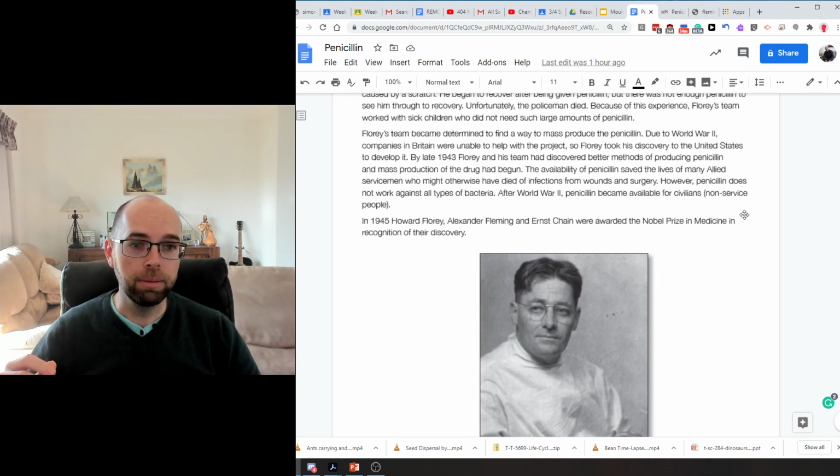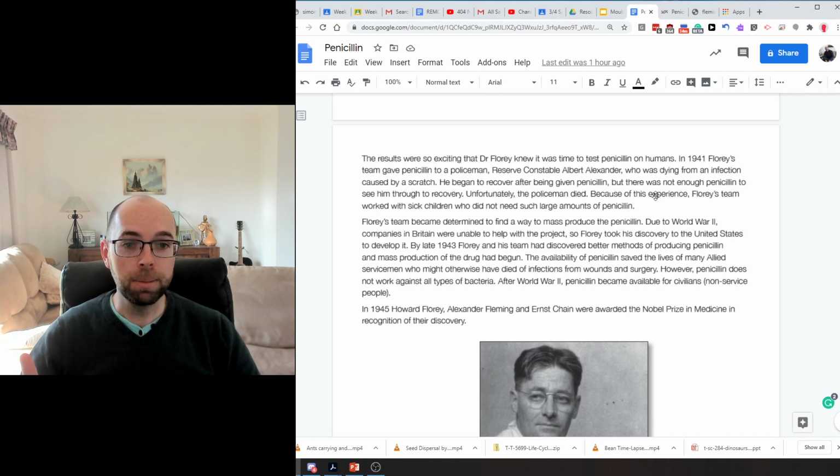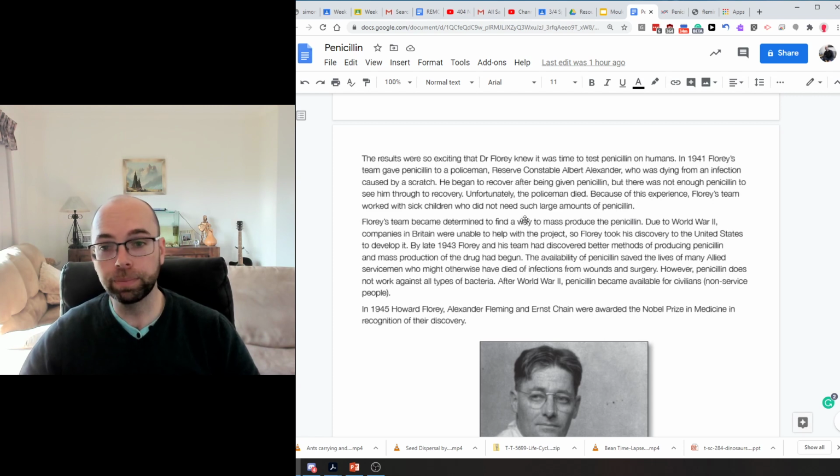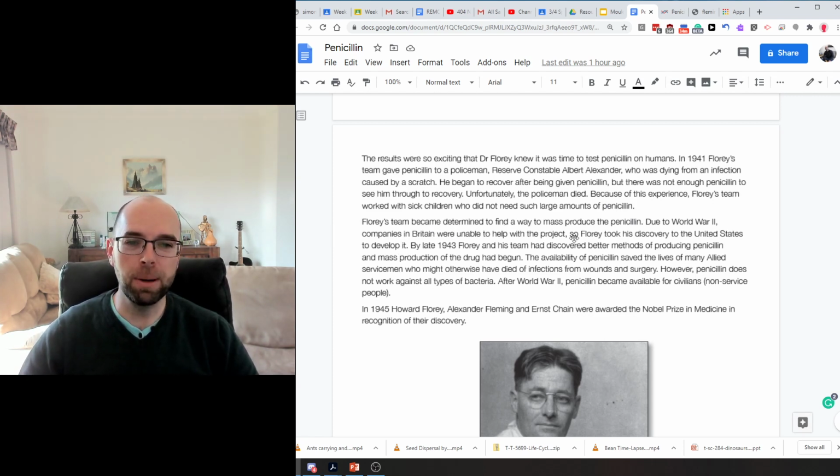Because of this experience, Dr. Florey's team worked with sick children who did not need such large amounts of penicillin. Because kids are smaller, they didn't need as much of the medicine. Okay. Florey's team became determined to find a way to mass produce the penicillin, to make as much of it as they could. Due to World War II, companies in Britain were unable to help with the project.